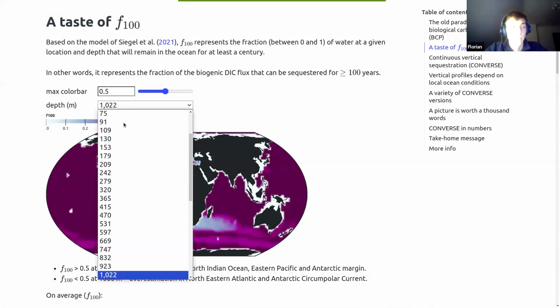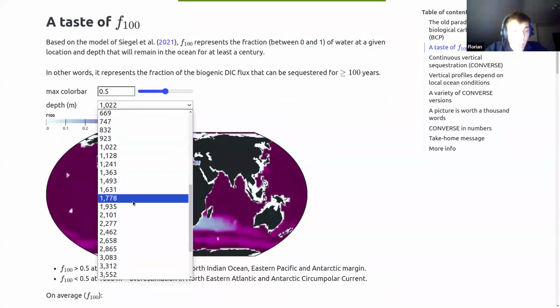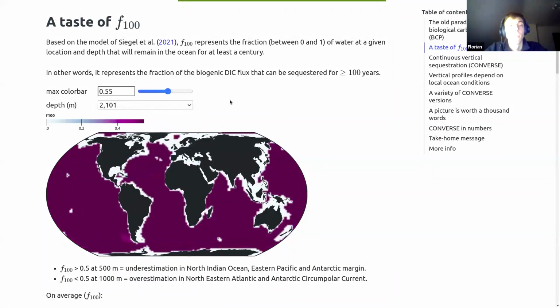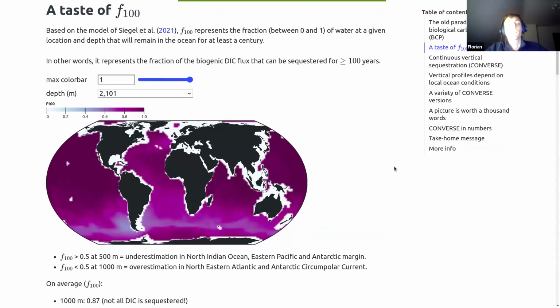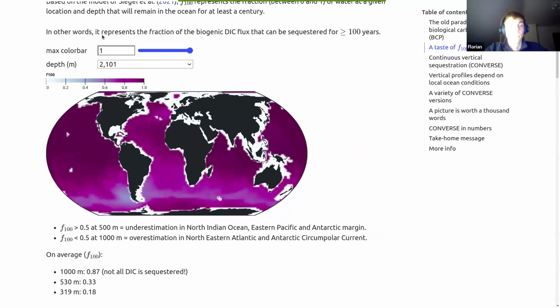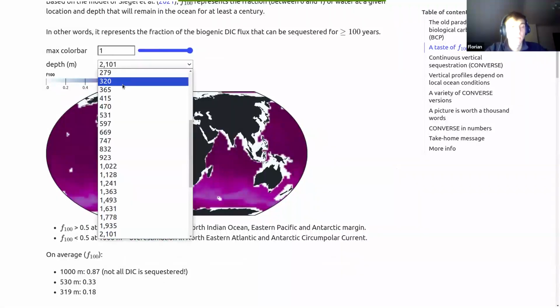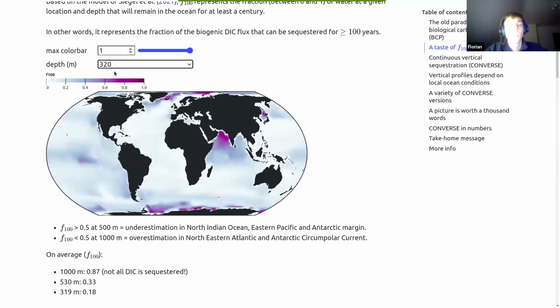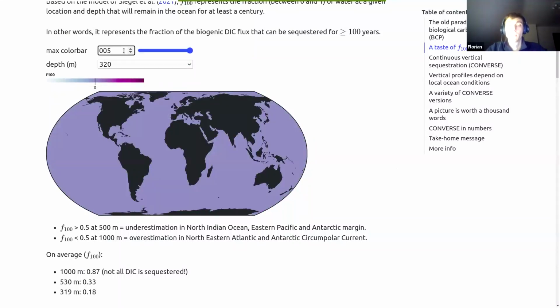And you can also play at different depths. If I go to 2,000 meters, you see that even at 2,000 meters, you do not have an F factor equal to 1 everywhere. So it means that not all the DIC is sequestered at 2,000 meters. If I just show you a bit at 320 meters, again, you see that you have regions where you already have high values for the F factor.